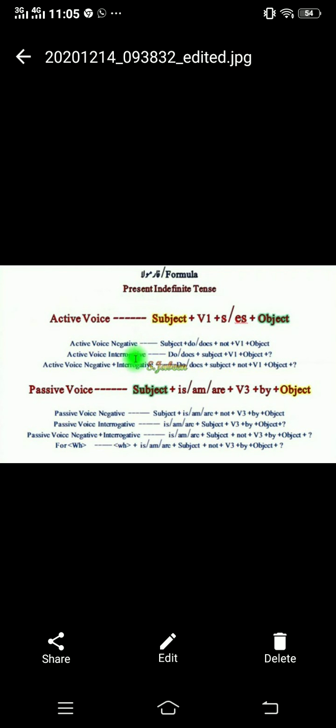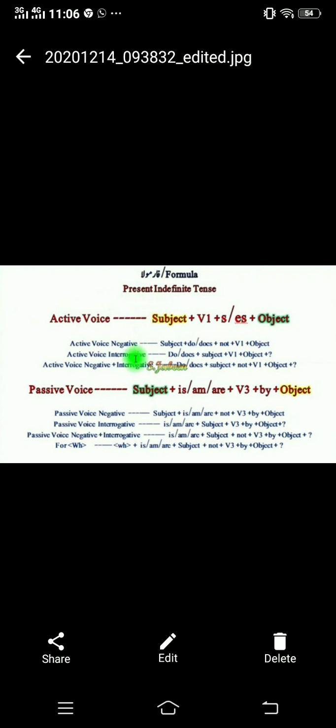In passive voice sentences of present indefinite, we will use first of all the subject, meaning the object that has been converted into subject, then is, am, are, third form of verb, by, and object. In negative sentences: subject, is, am, are, and after that only the addition of not; the rest of the formula will be the same. In passive voice interrogative, is, am, are will come at the beginning of the sentence. After that: subject, third form of verb, by, object, question mark. In negative interrogative sentences: is, am, are, subject, not, third form of verb, by, object, and question mark.